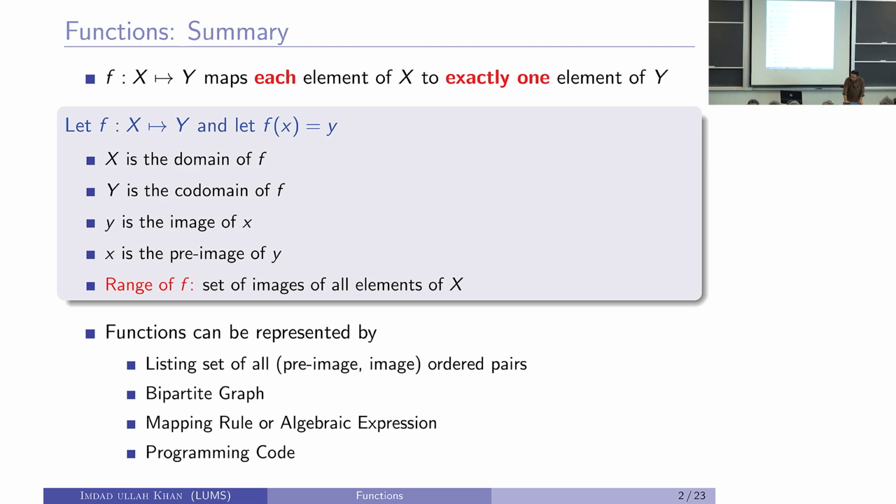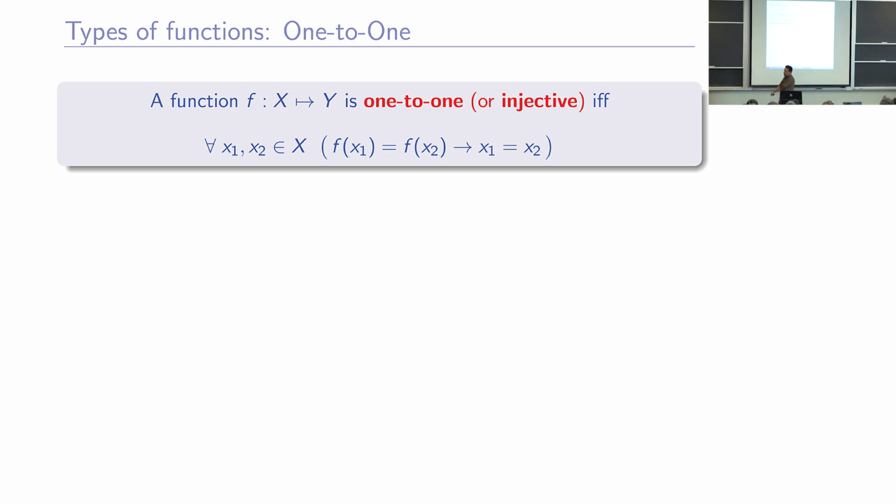Okay, so today we are going to talk about the types of functions, right? This you must have heard in your high schools. A function is called one-to-one, or an injective function, or an injection from the domain to the codomain, if the following is true. If for any two elements x1 and x2 in the domain, whenever the images of x1 and x2 are equal, then the pre-images must also be equal.